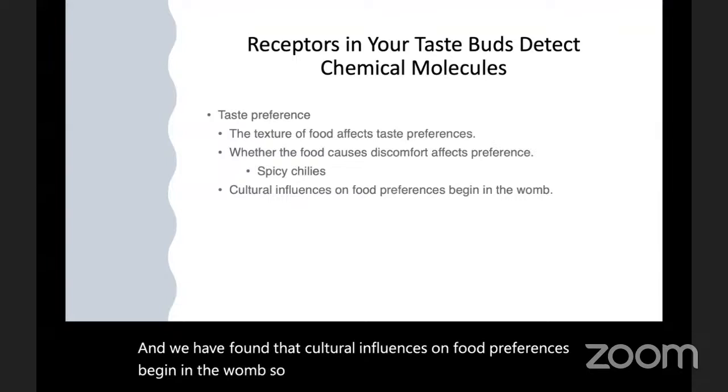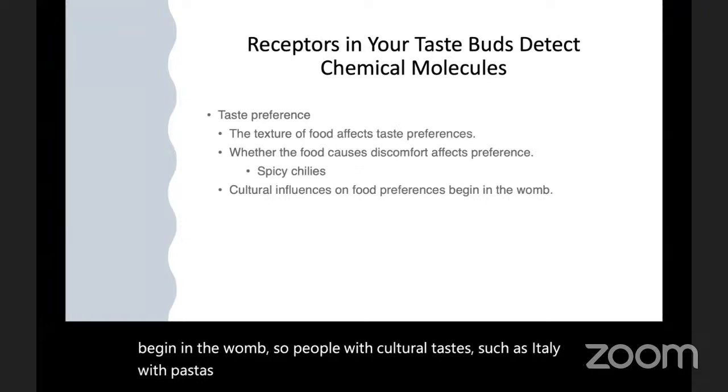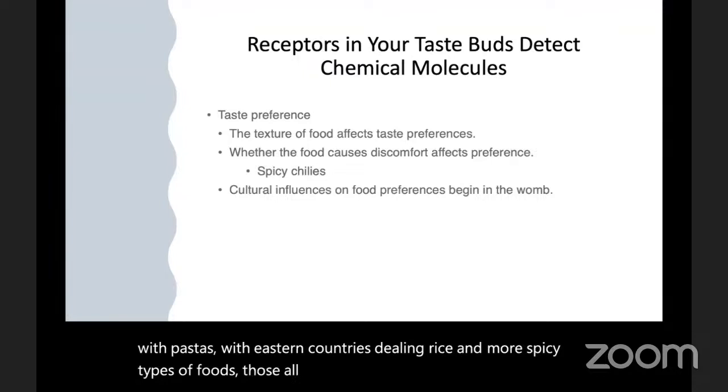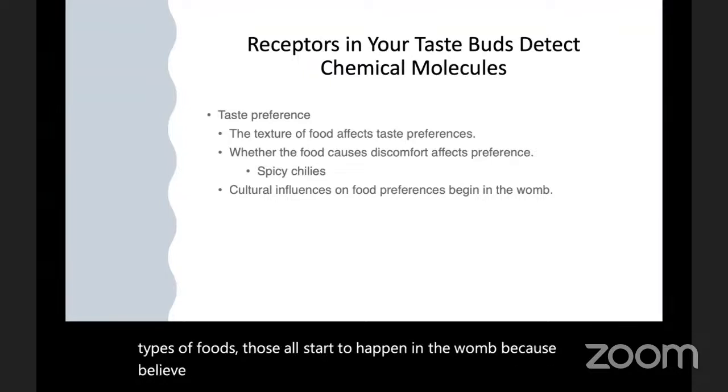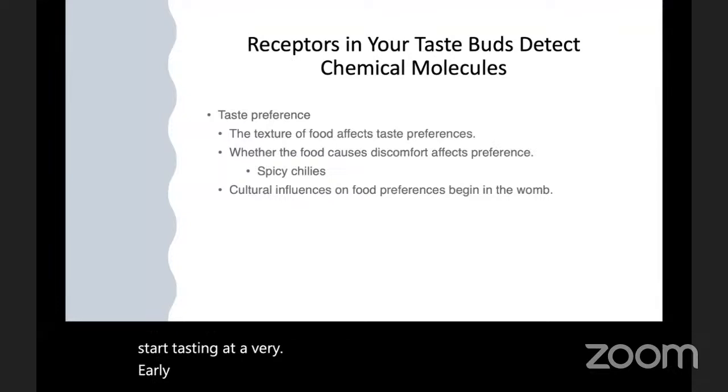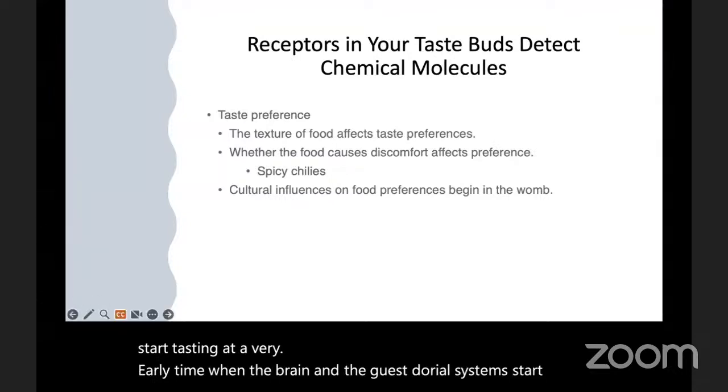So people with cultural tastes, such as Italy with pastas, or Eastern countries with rice and more spicy types of foods, those all start to happen in the womb, because believe it or not, the developing infant in the womb can actually start tasting at a very early time when the brain and the gustatory systems start to connect with each other.